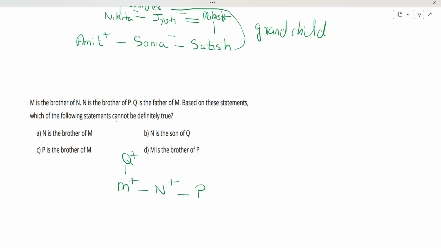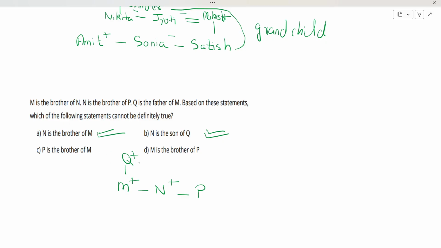Now, based on these statements, out of the given options, which option cannot be definitely true? Might be true, but we cannot be certain about it. So let's check out the options. N is the brother of M. Yes, it is true. This statement holds true. Definitely true, in fact. N is the son of Q. Yes, this statement is also definitely true.